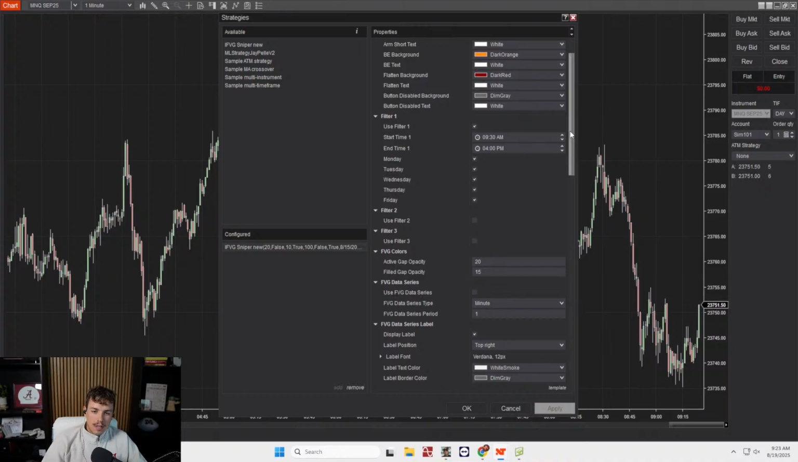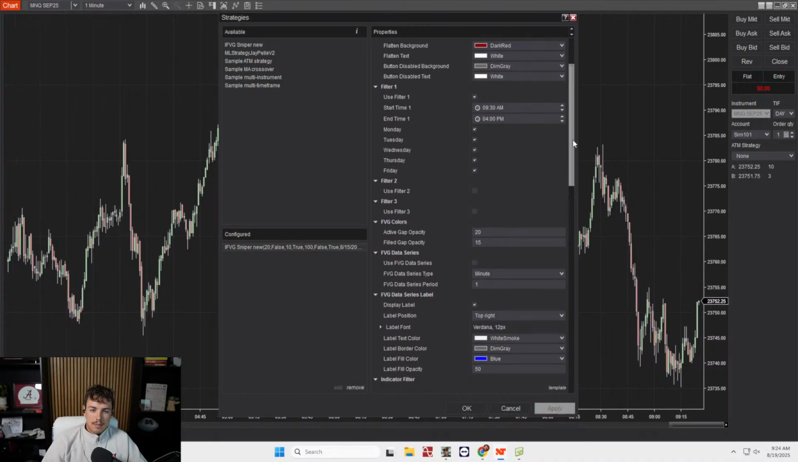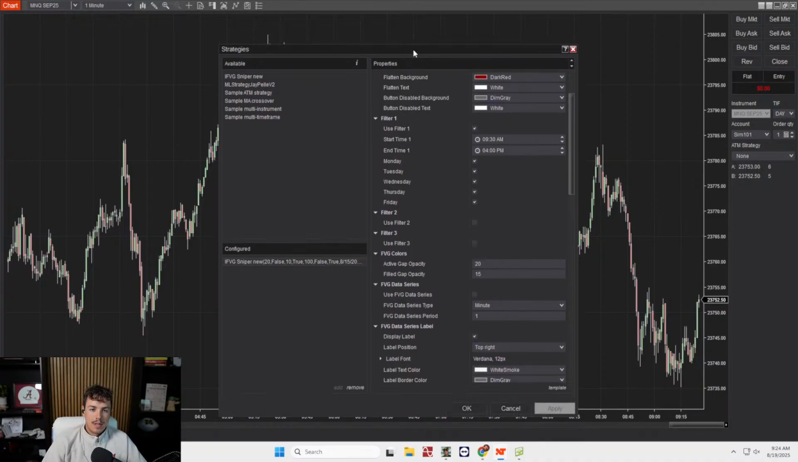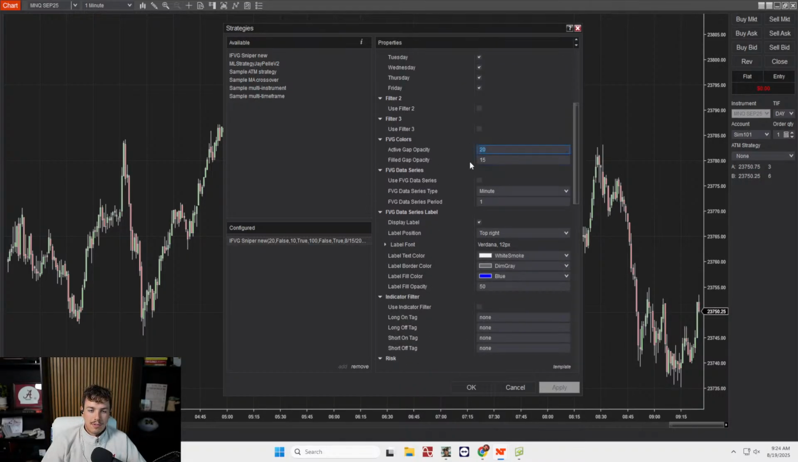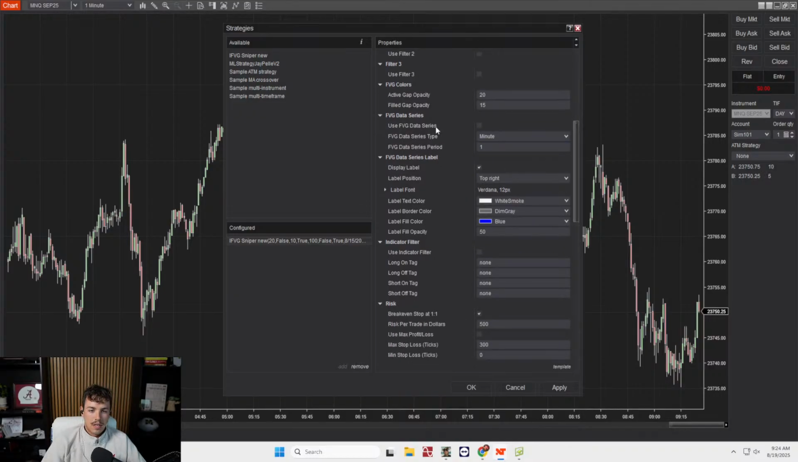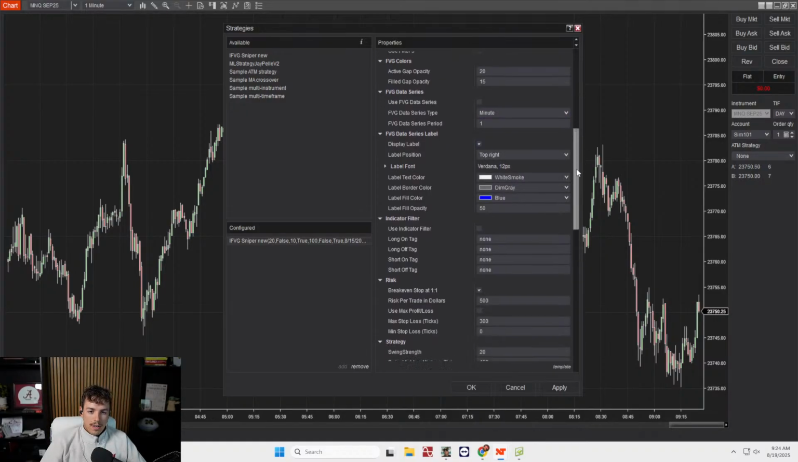The iFVG size. Well, with the Autotrader, I don't know exactly how it likes it, but when I'm looking manually, I like a fair value gap in the range of like 7 to 15 points. But we have the filters per usual, 3 filter times. We have just the fair value gap opacity. You can change the FVG data series. So if you want like a second chart that plots the 30-second FVGs, you can do that. I just have it on default 1 minute here.